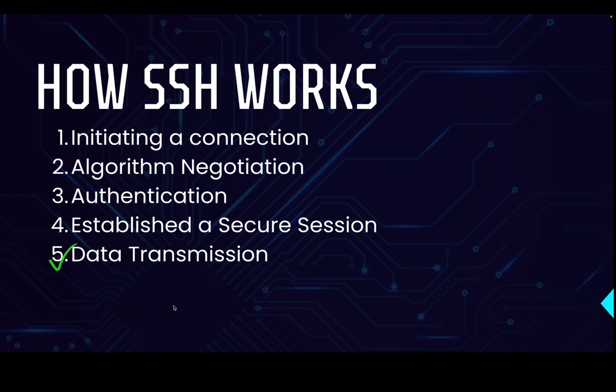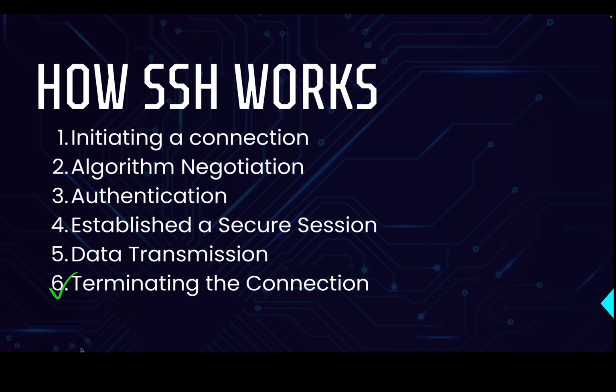Data transmission. The client can execute commands on the remote server. The client can also do secure file transfer, which can be done using SCP or SFTP. SSH can also tunnel other network services through its encrypted connection. Terminating the connection. The session ends when the client logs out or the connection is terminated, closing the secure channel. This process ensures that all data sent between the client and the server is encrypted, protecting it from eavesdropping and tampering.